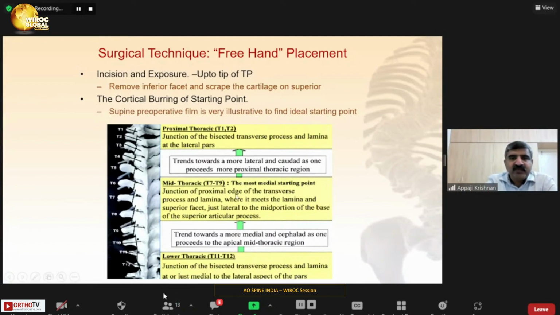In the mid-thoracic spine, that is T7 to T9, the starting point should be more medial, at the junction between the proximal edge of the transverse process and the lamina, where the lamina meets the superior facet. In the lower thoracic spine, T9, T10, T11 and T12, it is the junction between the bisected transverse process and the lamina, slightly medially placed.